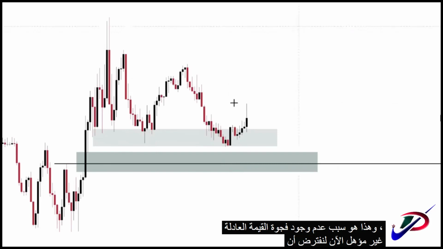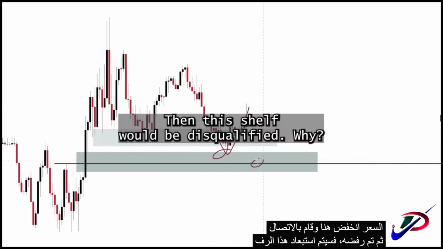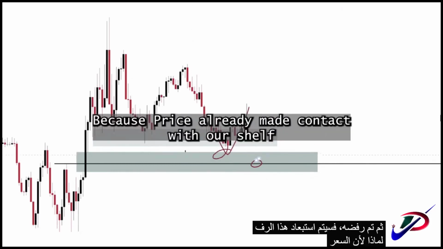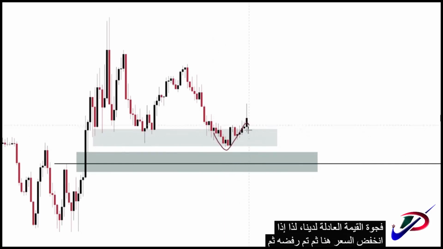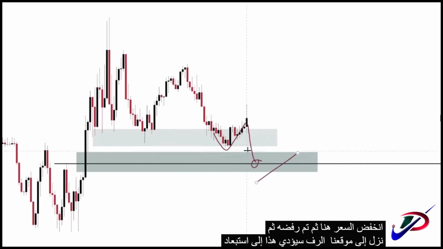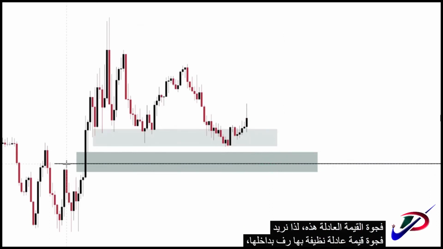Now, let's say that price came down here and made contact and then rejected. Then this shelf would be disqualified. Why? Because price already made contact with our shelf. With our fair value gap, excuse me. So if price came down here, then rejected, then came down to our shelf, this will disqualify this fair value gap. So we want a clean fair value gap with a shelf inside of it.